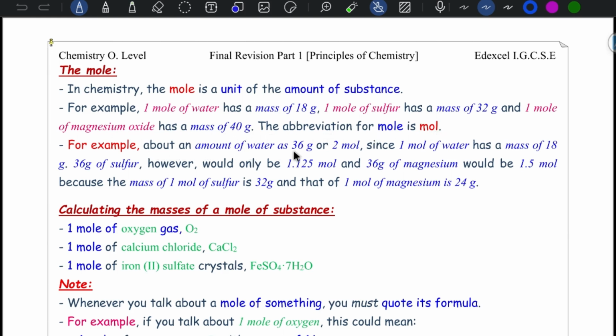For example, the amount of water as 36 grams, you will find it's equivalent to 2 moles, just dividing 36 grams over 18, the MR. 1 mole of water has a mass of 18 grams. 36 grams of sulfur, 32, so 36 divided by 32 gives 1.125 mole. 36 grams of magnesium, 1 mole is 24, so it gives 1.5 mole, because the mass of 1 mole of sulfur is 32 as I mentioned, and the mass of 1 mole of magnesium is 24, and this is obtained from the periodic table.